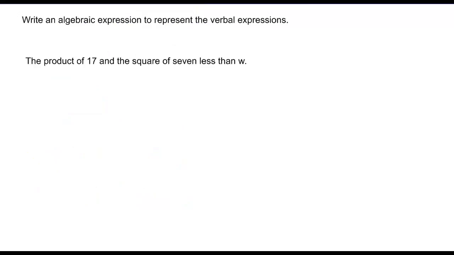Next we're going to write some algebraic expressions to represent verbal expressions. This is just changing words to variables and numbers. Product is a key word here. Square is a key word. Less is a key word. So product of 17 means 17 times something. And the square of 7 less than w: 7 less than w means subtract 7 from w, and I'm taking the square of that. So that's how I rewrite that verbal expression.